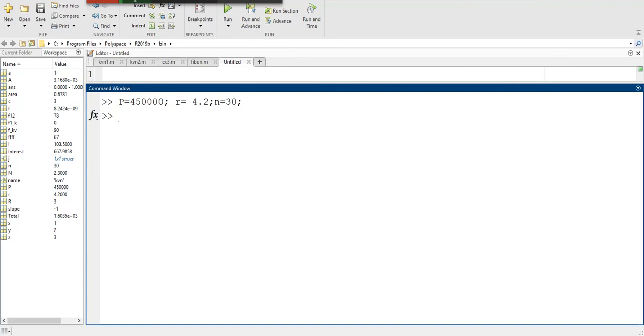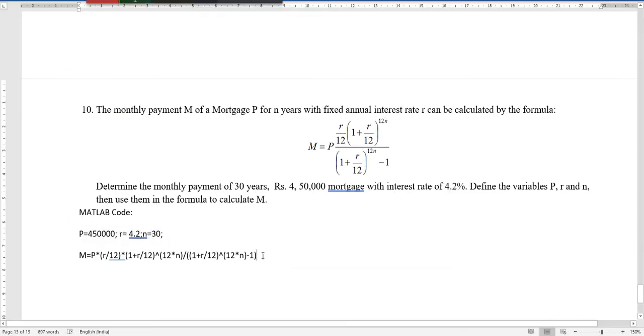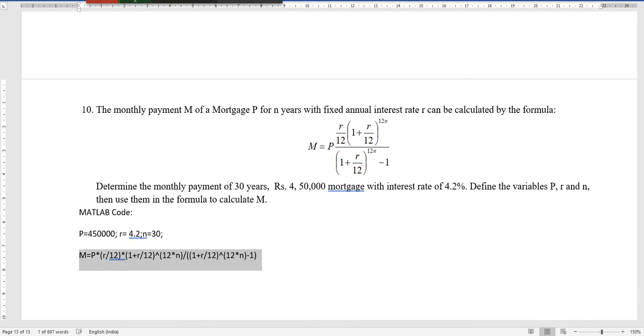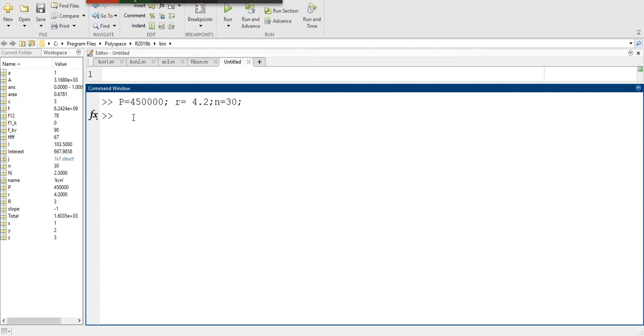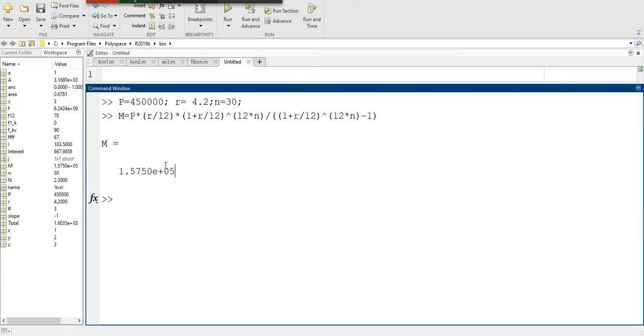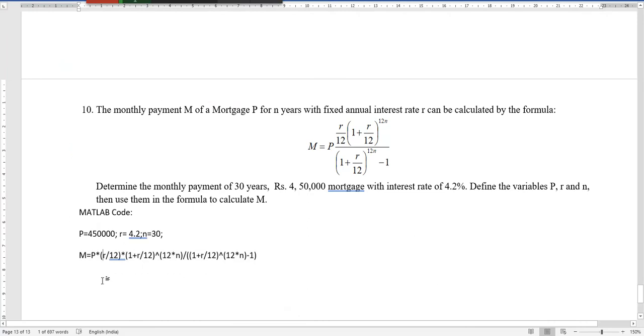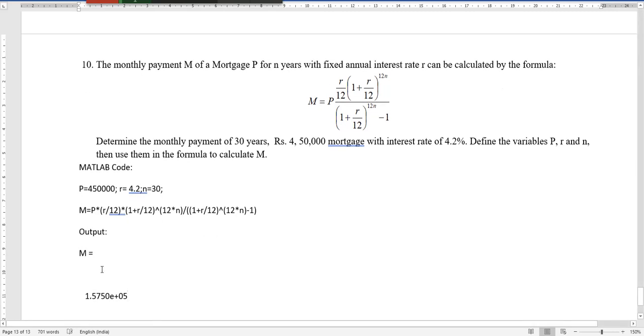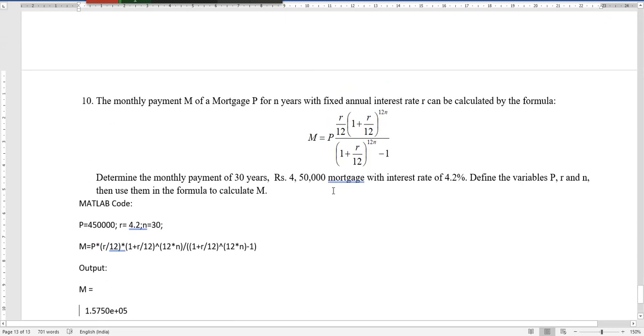So, first value is this one, now the second value. Now we will evaluate the mortgage amount. So, you will get some value. We will change the format later, with 16 decimal points or 10 decimal points. Later we will discuss how to change the format. So, directly you will get the monthly payment M value. Okay, this is a very simple concept.